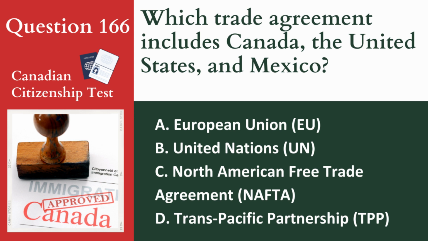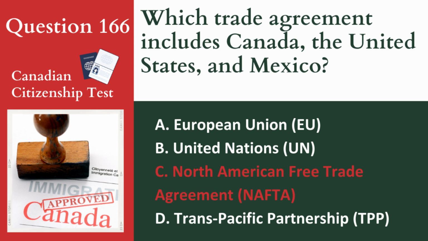Question 166. Which trade agreement includes Canada, the United States, and Mexico? A. European Union, EU. B. United Nations, UN. C. North American Free Trade Agreement, NAFTA. D. Trans-Pacific Partnership, TPP. Answer C. North American Free Trade Agreement, NAFTA. NAFTA is the trade agreement that includes Canada, the United States, and Mexico, aimed at reducing trading costs, increasing business investment, and helping North America be more competitive in the global marketplace.